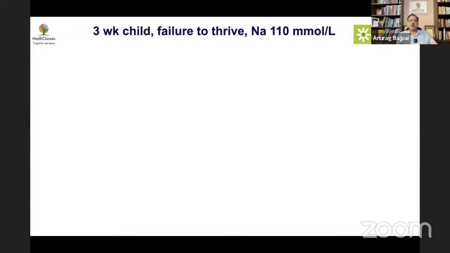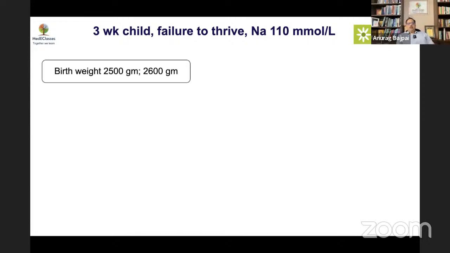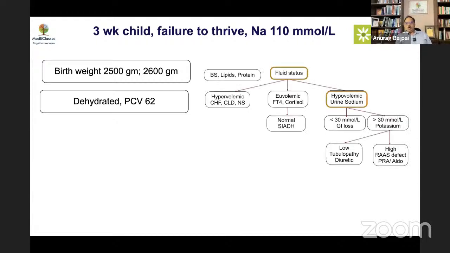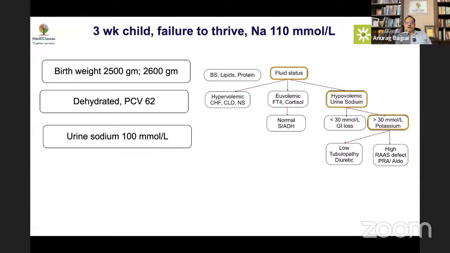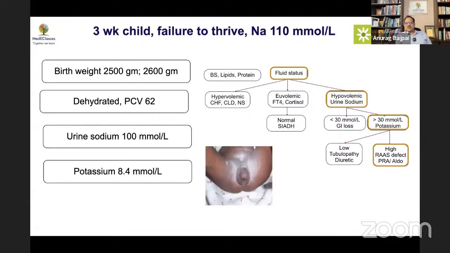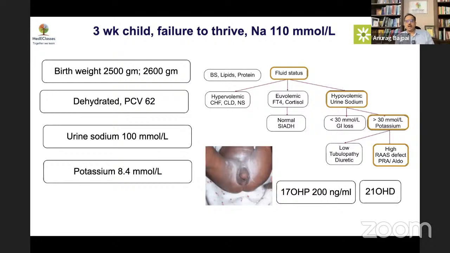A 3-week-old child with failure to thrive and severe hyponatremia. Now, if you have a severe hyponatremia, I can bet it's a combined glucocorticoid and mineralocorticoid deficiency. There is failure to thrive, dehydration, high PCV, again suggesting adrenal salt wasting. What we found here was a high urinary sodium and the potassium was high. And when we looked at the genitalia, it showed atypical genitalia. So this is a newborn who has a XX-DSD with hyponatremia and hyperkalemia. This is a classical presentation of 21 hydroxylase deficiency. Not much of a doubt in that regard.